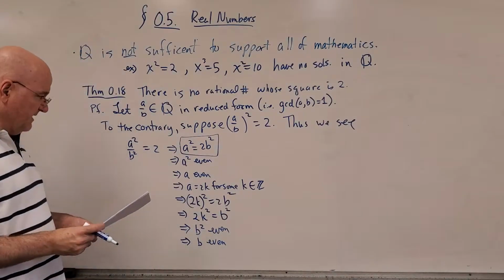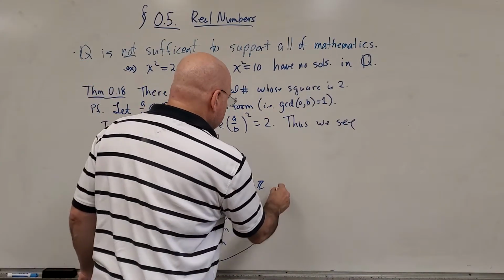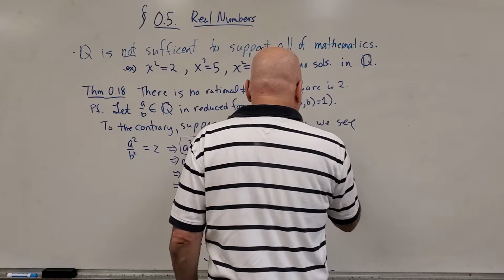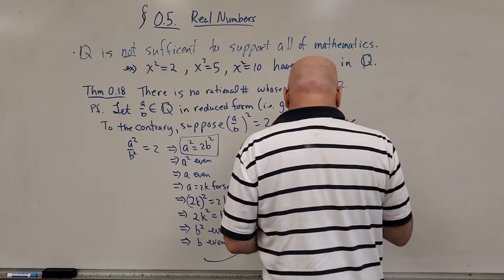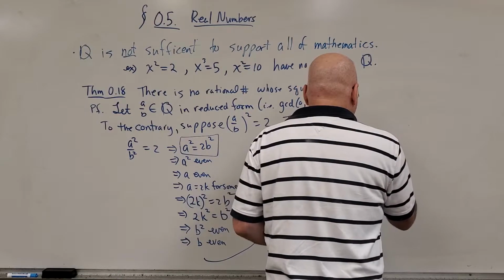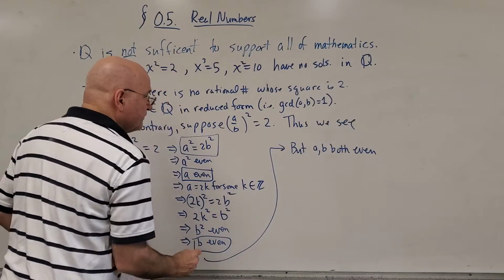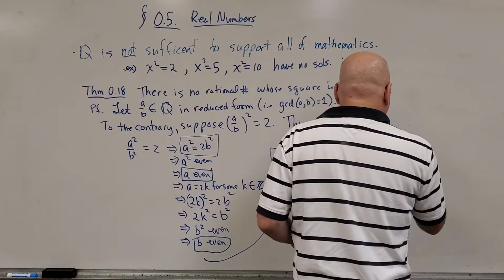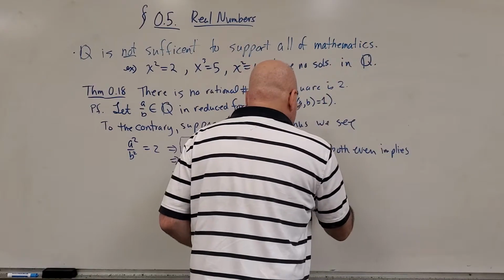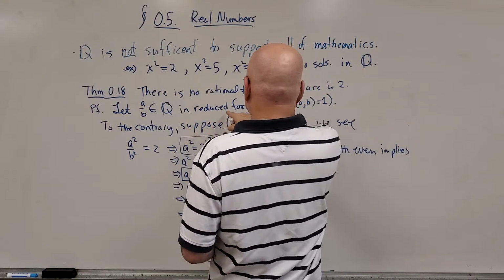Now, can you see where we get the contradiction? I'd like to continue down at the bottom. Maybe I will put just a few more words up here. But A and B are both even. From here and here, that implies A over B is not in reduced form. Is that how I stated it, in reduced form?